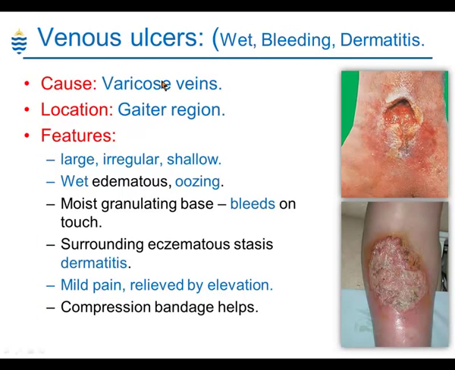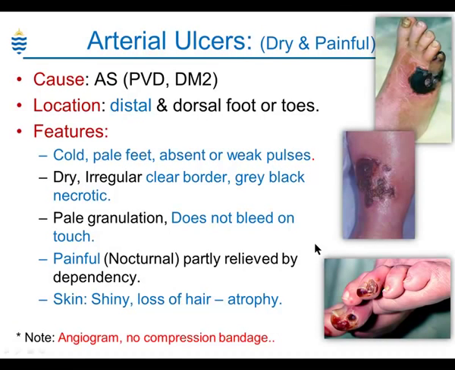Venous ulcers, causes varicose veins, gaiter region, large irregular shallow oozing wet ulcers, congestion, blood is accumulated not being drained out. So there will be dermatitis, shallow oozing ulcers. Arterial ulcers are painful, dry, dark and with atrophy of the skin, not dermatitis but atrophy of the surrounding skin. Usually more common at the tips, but it can occur anywhere.